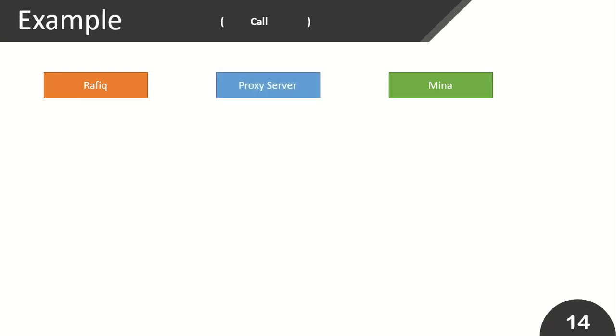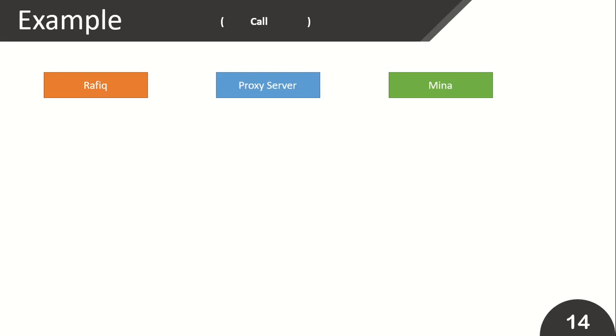Now let's go to an example. It will clarify the idea very much. So when I do a call, what do we do? Let's assume there are two people, one named Rofik and another named Mina. Rofik wants to call Mina and they will talk. Rofik will initiate the call. That means he does a register. First of all, he is doing a registration. But we know that in the middle of two agents there is a proxy server. So there will be a proxy server here.